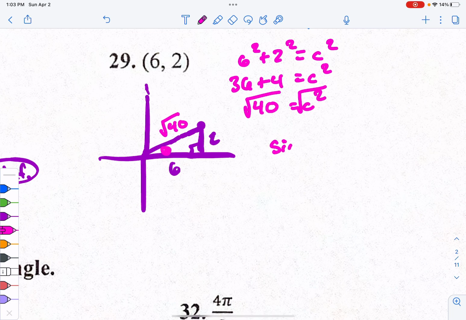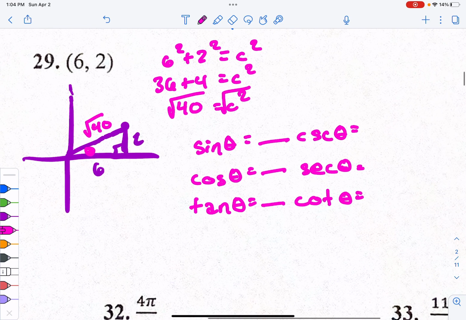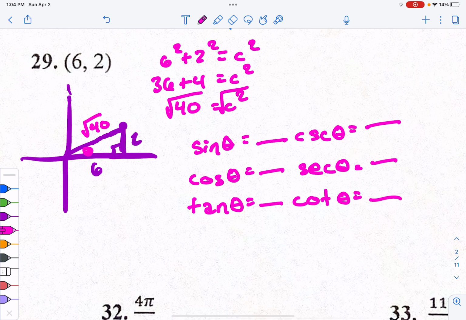Okay, sine of theta, cosine of theta, tangent of theta, cosecant, secant, cotangent. All right. I'll pause for just a moment so you can get that all written down, and then we'll do all of our math, and we'll move on to the next section, and then we'll be done.